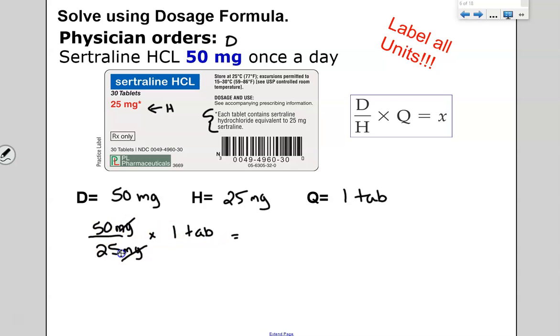here. 50 divided by 25 makes 2. And then I'm going to have 2 times 1, and 2 times 1 is 2. So my answer is 2 tablets. So a single dose for this patient would be 2 tablets.